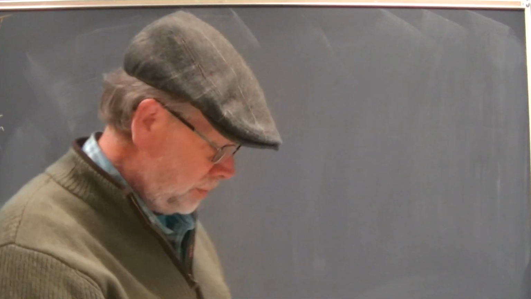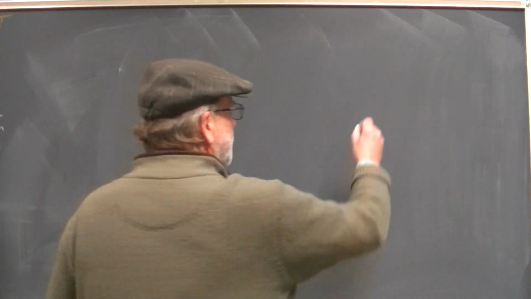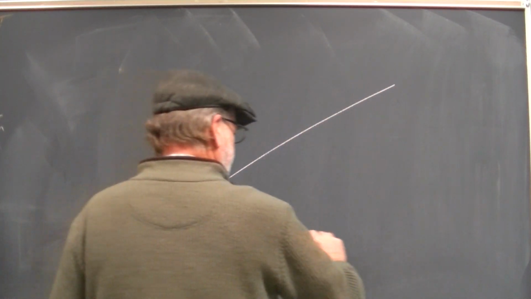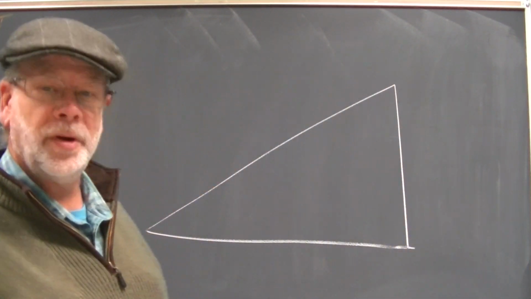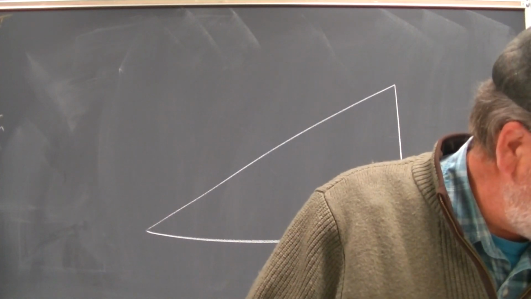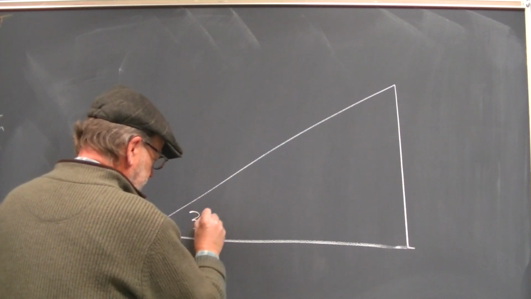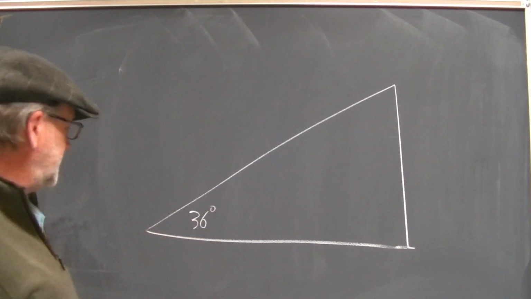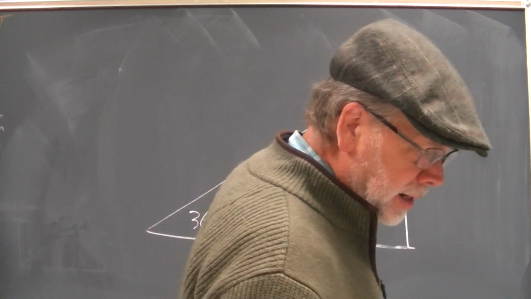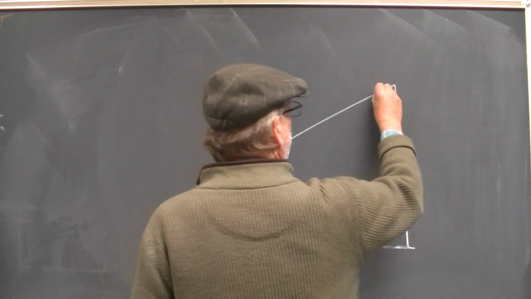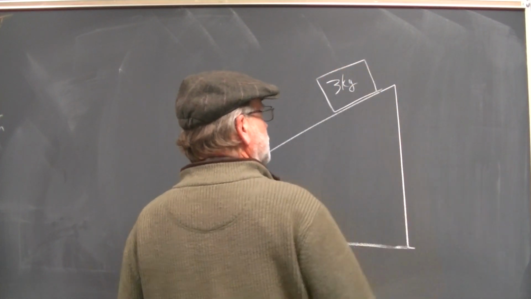So we have a wedge. I'll just draw one. We've got a lovely wedge there. All right, so the information that you might have looking at this, I'm going to suggest maybe 36 degrees down there. 36 degrees, that's an important measurement. And what about a mass sitting on it of 3 kilograms?